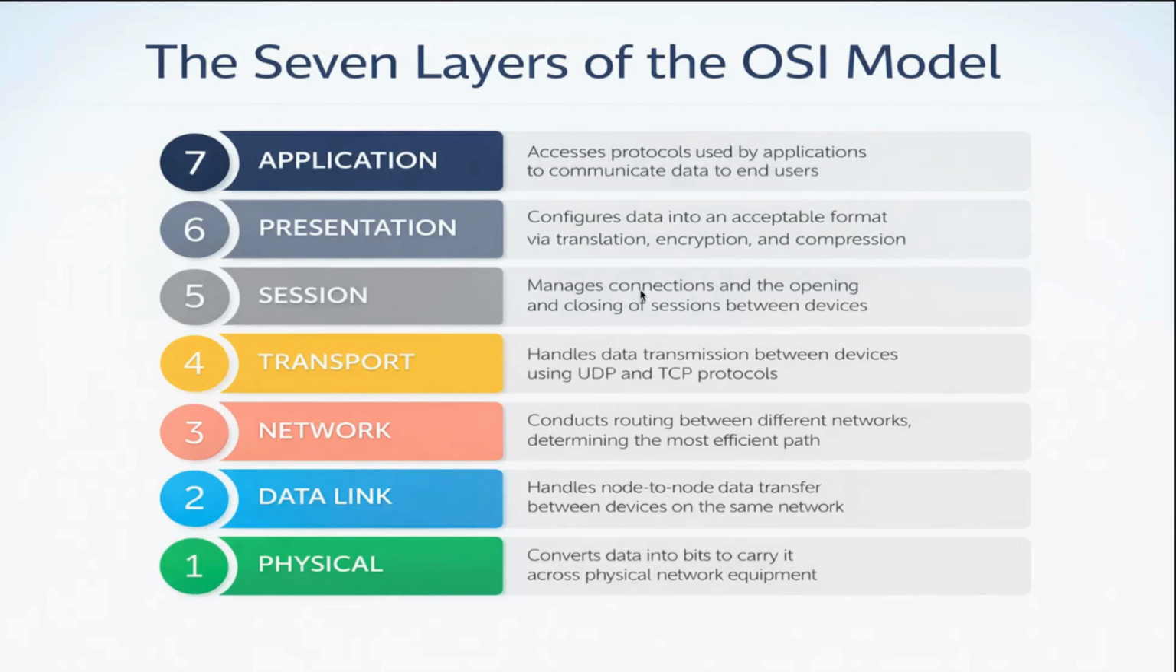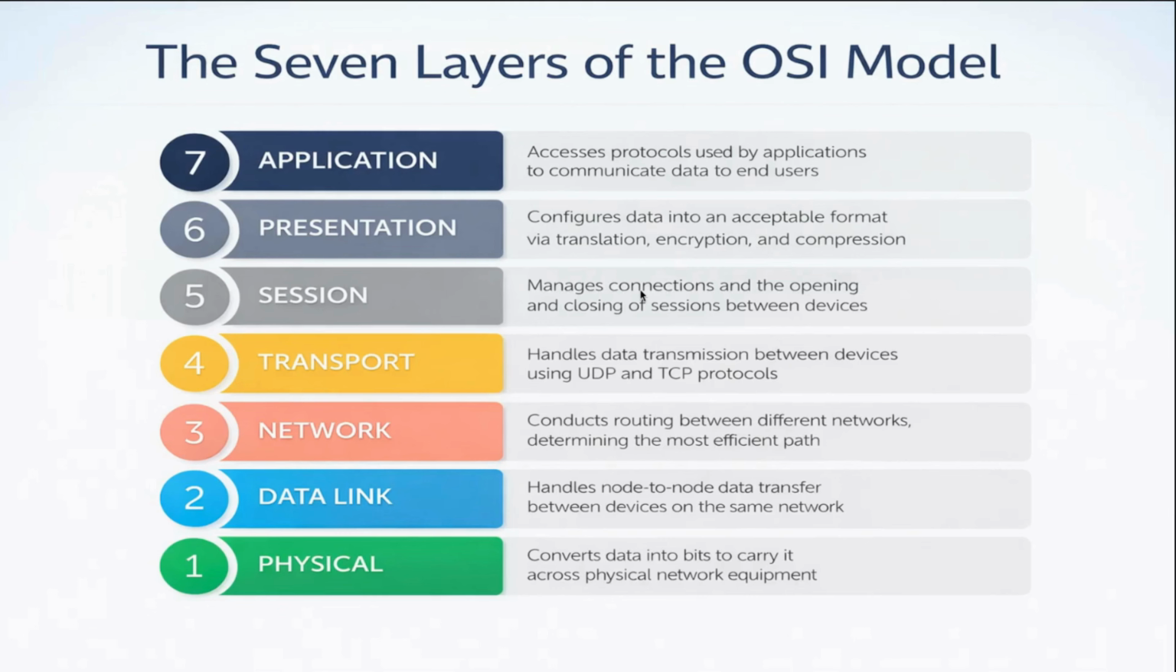In the transport layer, data is transmitted using protocols such as UDP, which is User Datagram Protocol, and TCP, Transmission Control Protocol. UDP is a connectionless protocol, which transmits data without any confirmation from the receiver side.